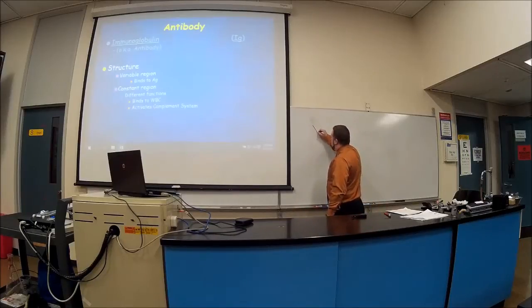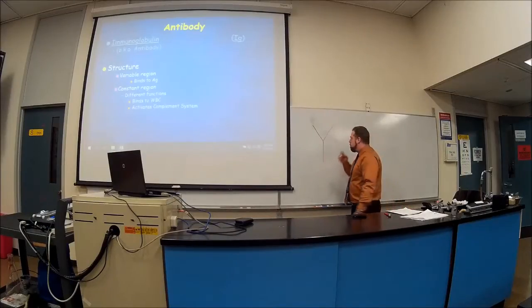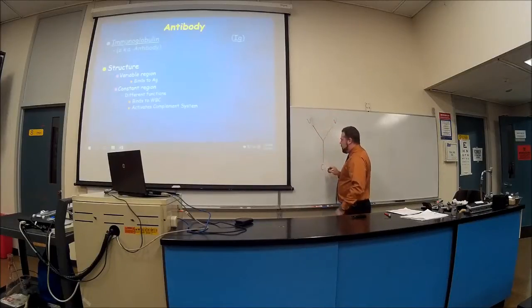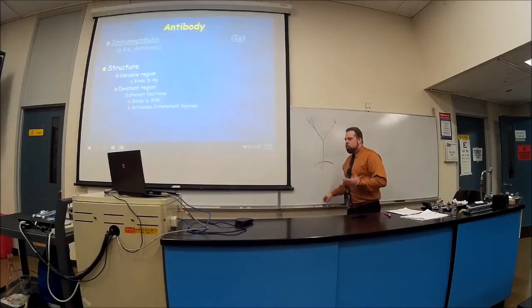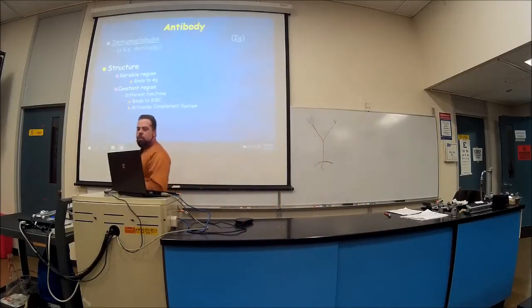But the way it's set up is that it is a Y, which is all protein, made up of amino acids. And we have what we call two variable ends. This is a variable end, and over here is a constant region. This part will usually be attached to some sort of macrophage or something like that, which we'll get into. So we have a constant region and the variable regions.